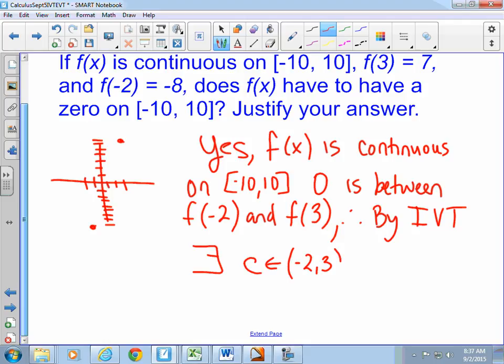-2 is 3. We talked about that notation, right? That means C, and this little symbol here means an element of. It's actually a little E. It looks a little bit like an arrow. I don't know if arrows are lost in college, but C is an element of -2 to 3. C is in the interval -2 to 3, such that f of C equals 0.